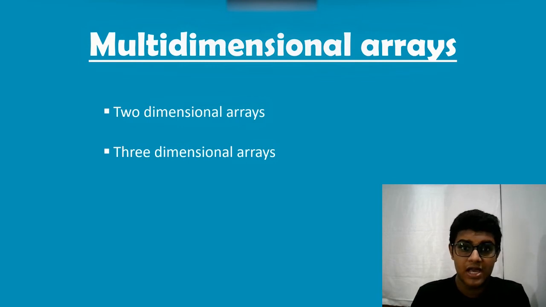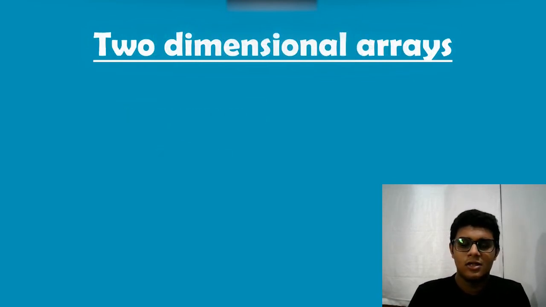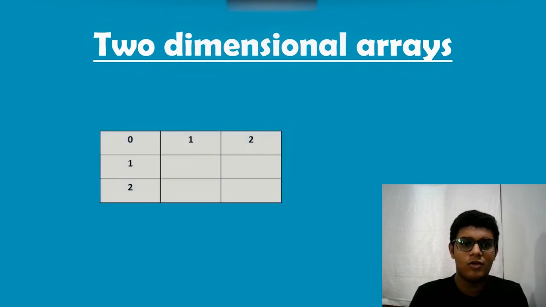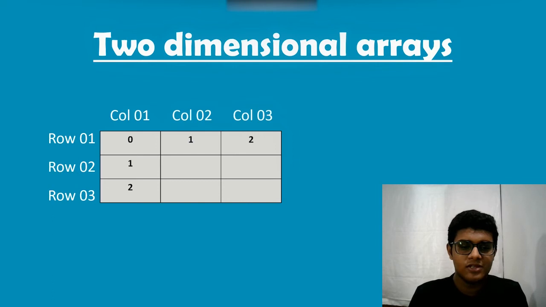Let's talk about two-dimensional arrays. When we declare a two-dimensional array, it has two pairs of square brackets. The first pair of square brackets is for rows and the second pair is for columns. The rows are shown in this table horizontally and the columns are shown in this table vertically.